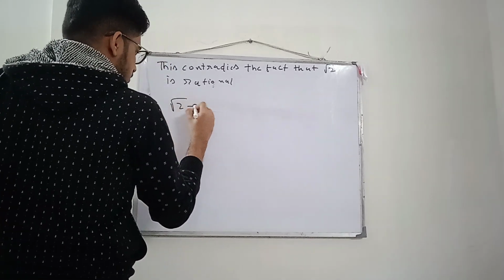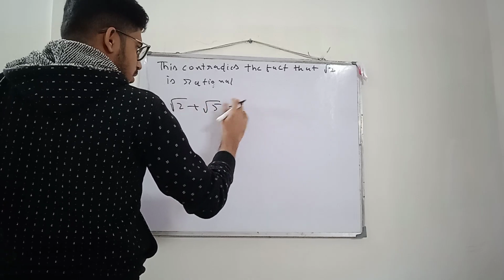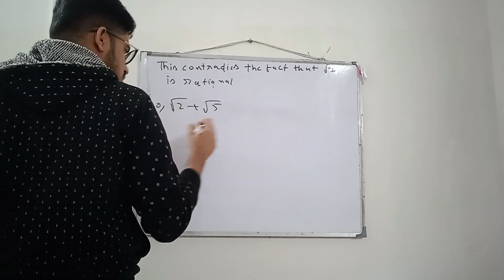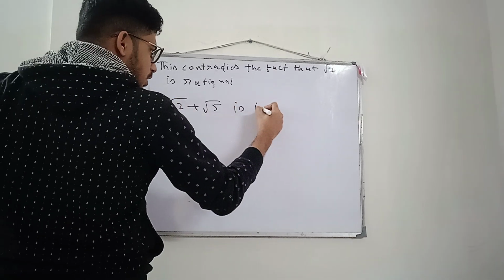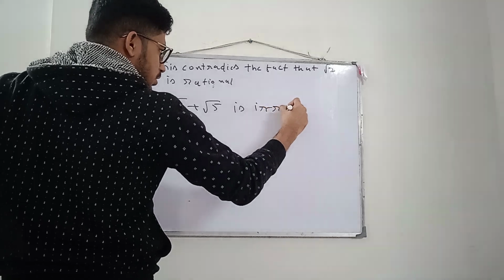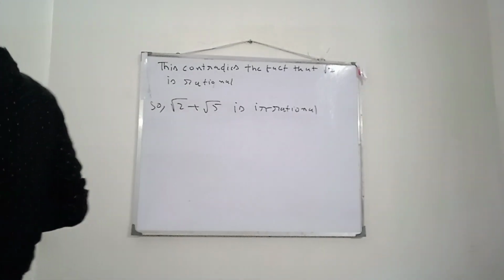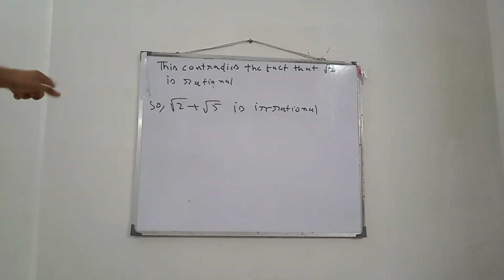So root 2 plus root 5 is irrational. Let me think about this last line, then we will complete our session today.